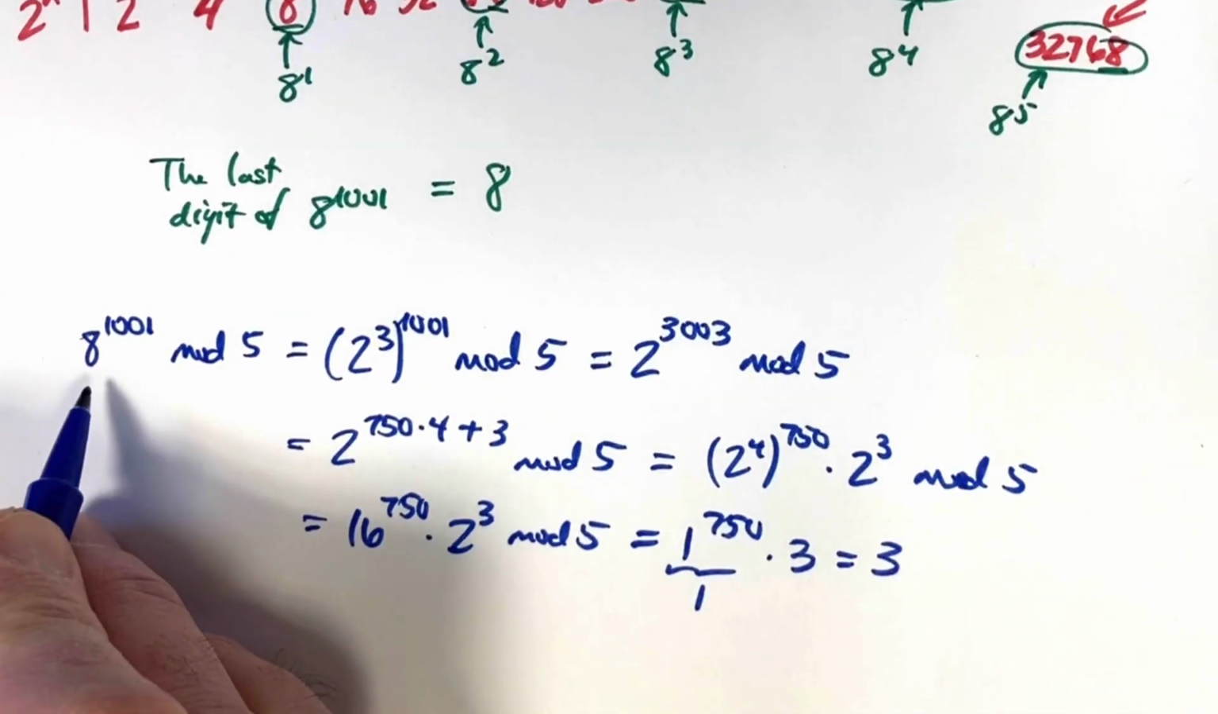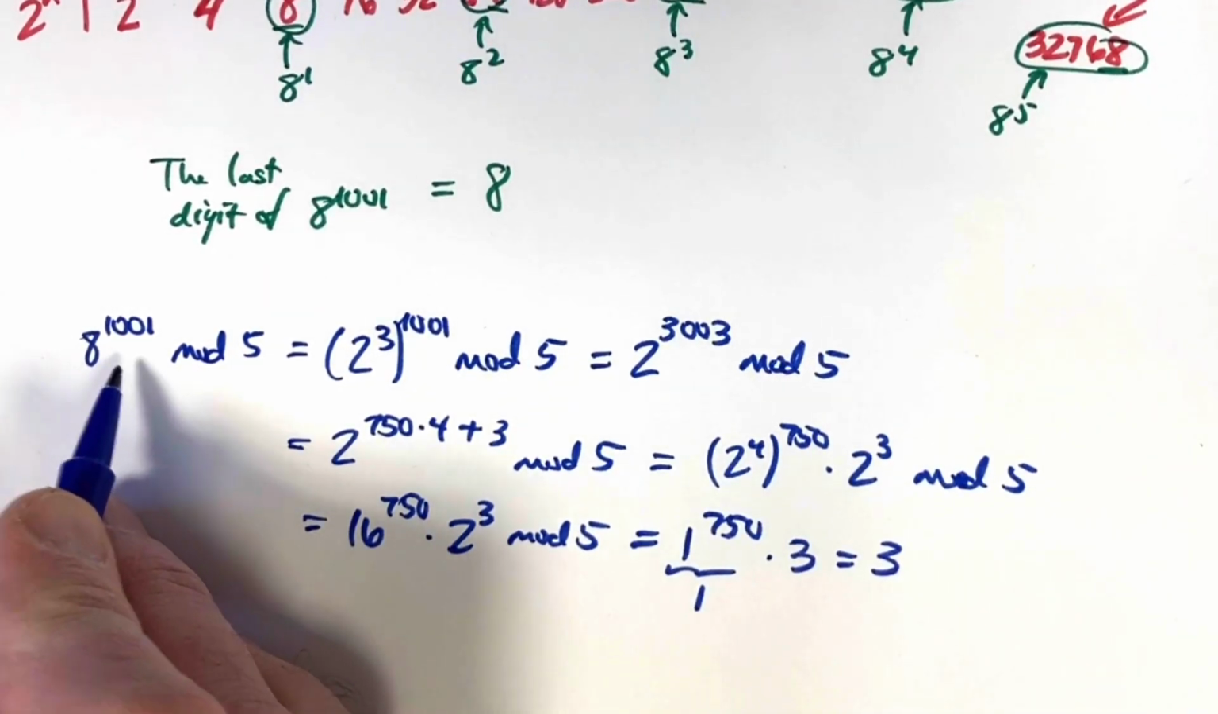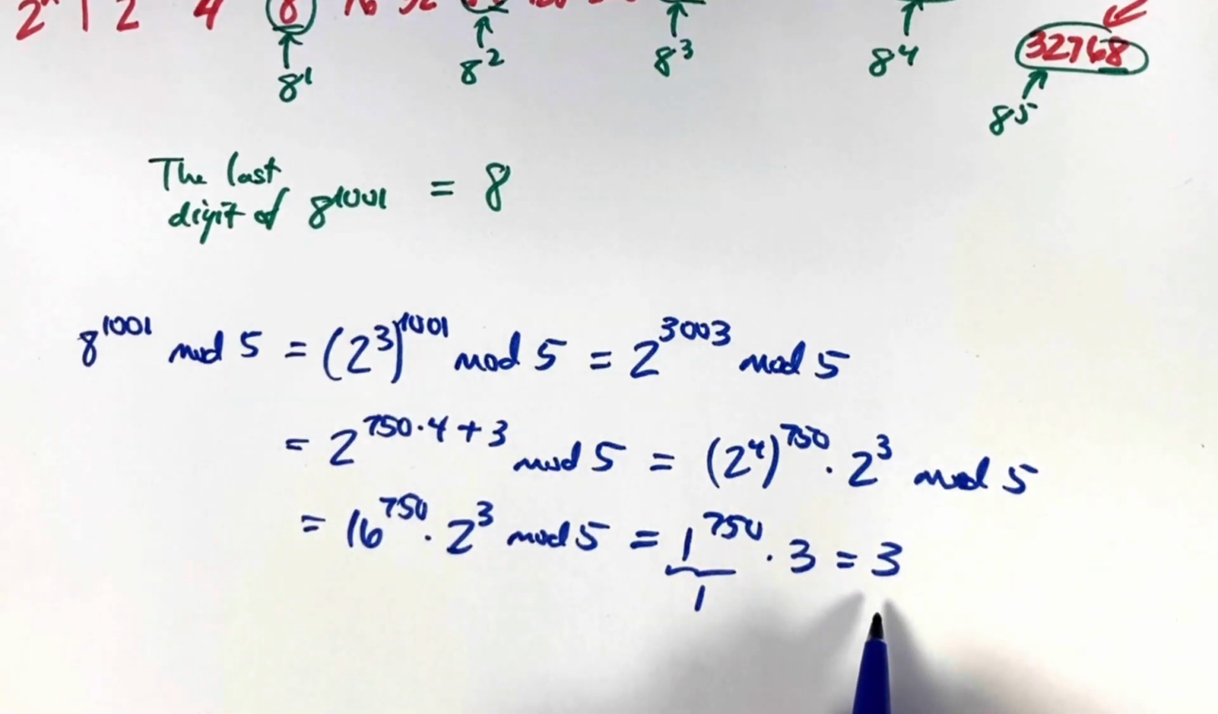How is this helpful? We're saying that when you take 8 to the 1001 power and divide by 5, you get a remainder of 3. Now 8 to the 1001 power has got to be an even number. Its last digit has to be a 0, 2, 4, 6, or 8. The only way I'm going to get a remainder of 3 when I divide that by 5 is if that last digit is 8. Pretty amazing, huh?